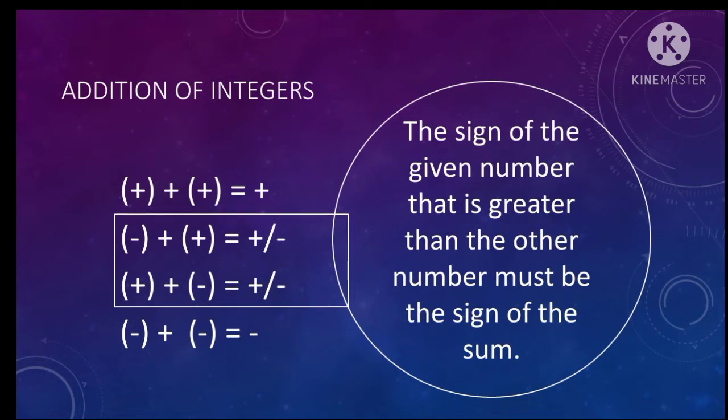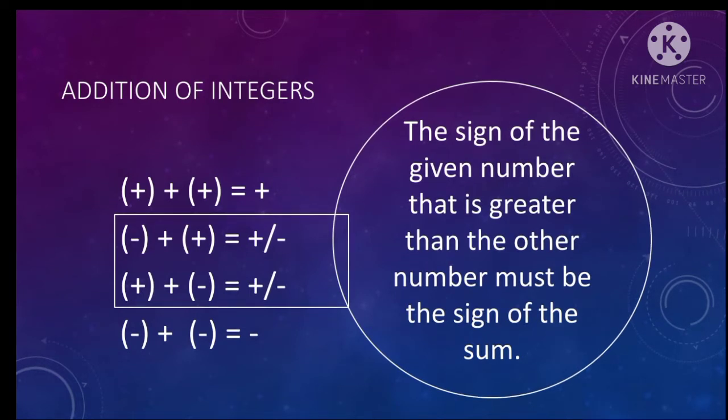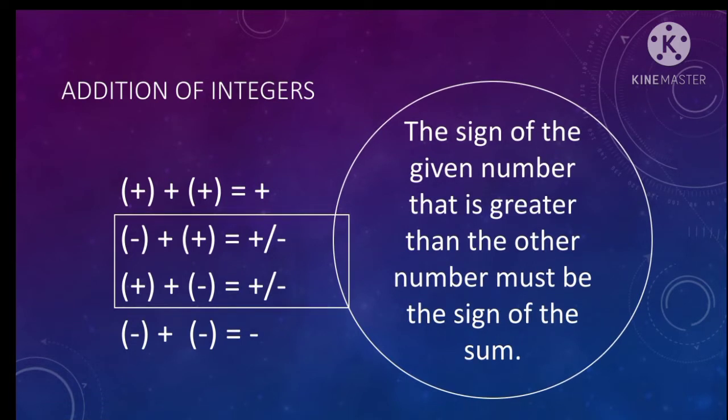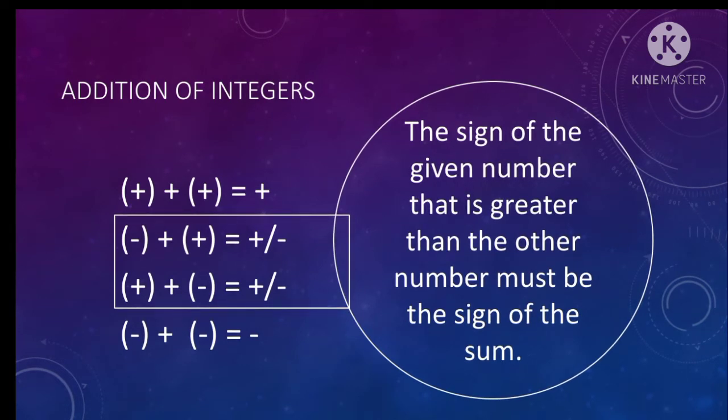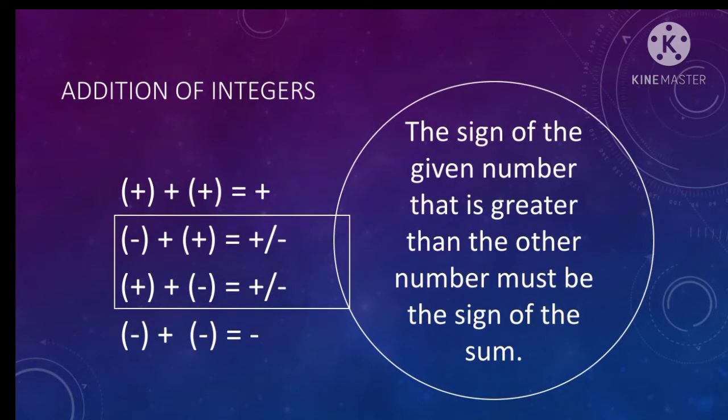First rule, positive plus positive is equal to positive. Next, negative plus positive is equal to either positive or negative. Next, positive plus negative is equal to either positive or negative. Since in negative plus positive and positive plus negative, the sign of the given number that is greater than the other number must be the sign of the sum.